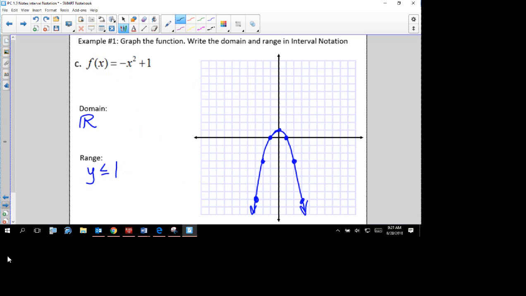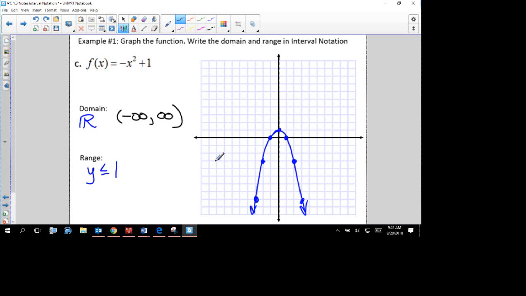Okay, and then the third one, we had negative x squared plus 1. The domain is all real numbers. So we say how far to the left and how far to the right does it go? It goes to negative infinity through positive infinity. Why is it a parenthesis and not a bracket? Is infinity a value I can go to and stop? No. It goes on forever, so we can't ever equal infinity.